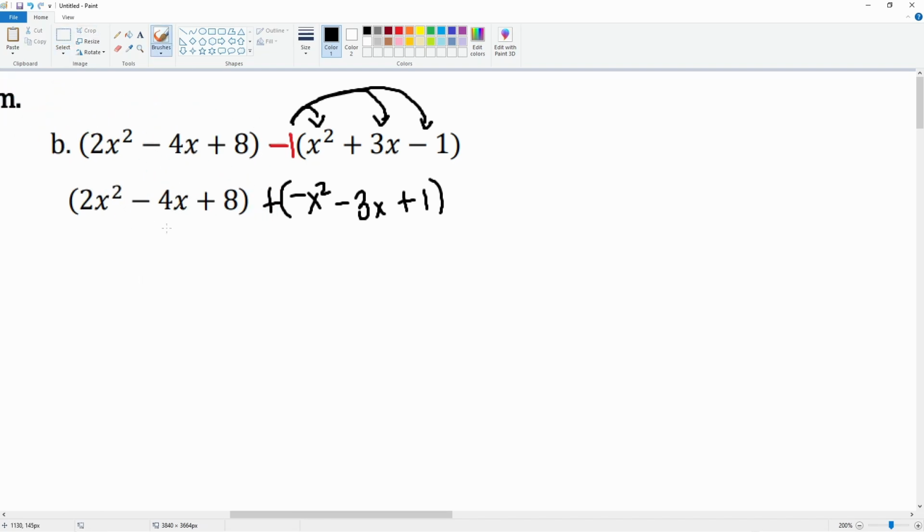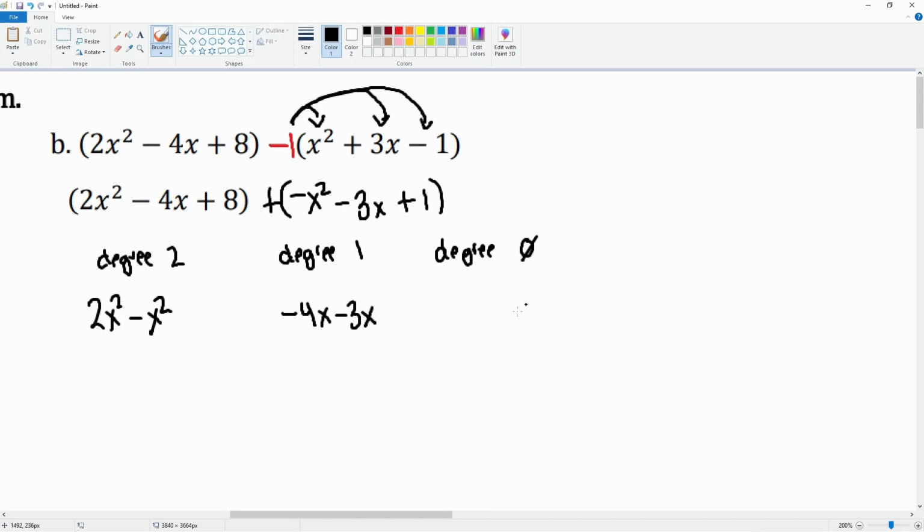Now we can combine like terms. This is going to be where the degree 2 is. This is where the degree 1 is. And then this is going to be the degree 0. Degree 2 has your 2x squared minus x squared. Degree 1, minus 4x minus 3x. Degree 0, 8 plus 1. 2x squared minus x squared becomes 1x squared. Minus 4x minus 3x is minus 7x. 8 plus 1 is 9. So your final answer is x squared minus 7x plus 9. That would be the final answer.